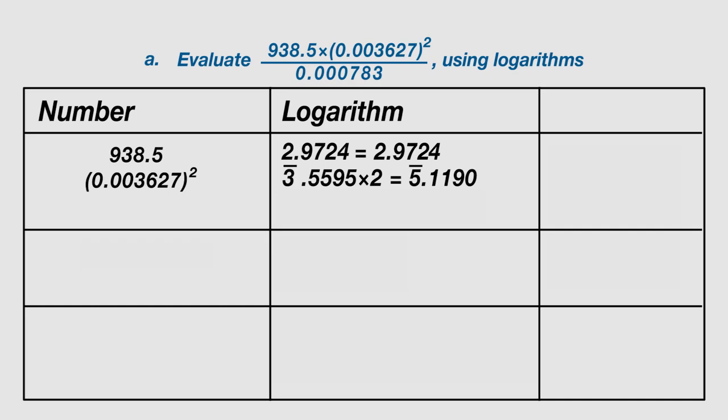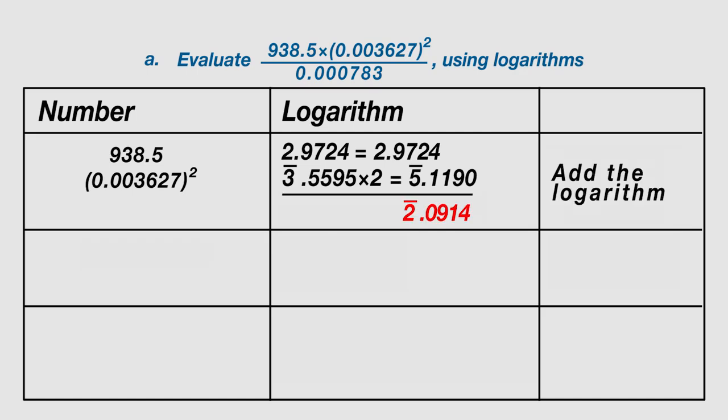Now, because the 2 numbers in the numerator are multiplying, we will have to add their logs. So we add the logs and we get back 2.0914. Now we go to the denominator. In the denominator of the question, we have only one number, and that number is 0.000783. So we'll have to read the log of that number, which gives us about 4.8938.